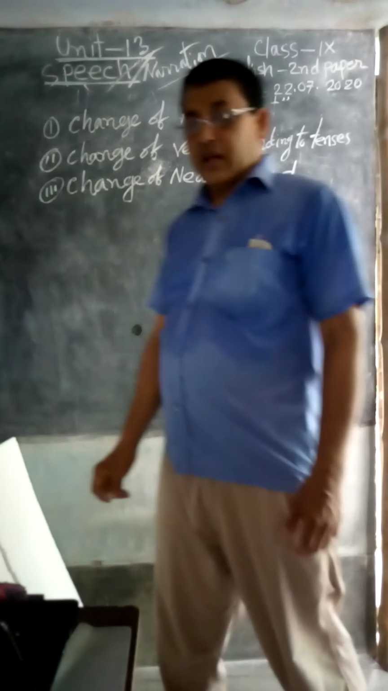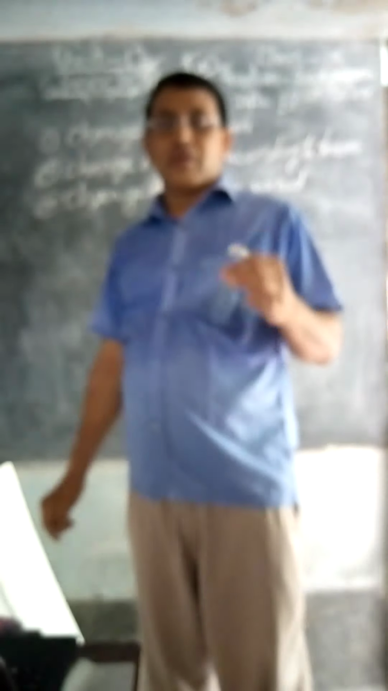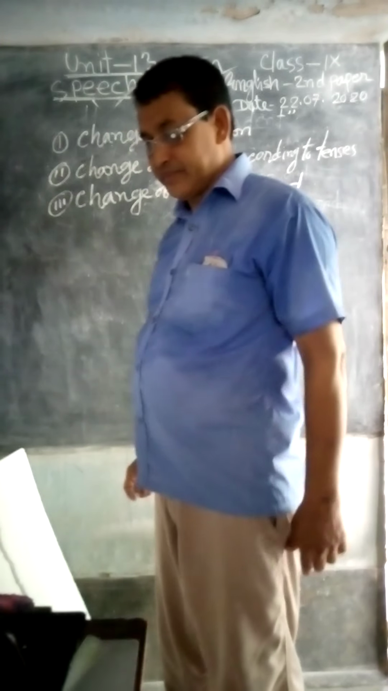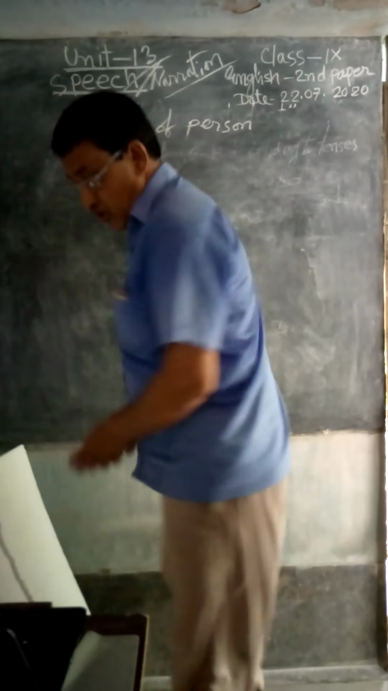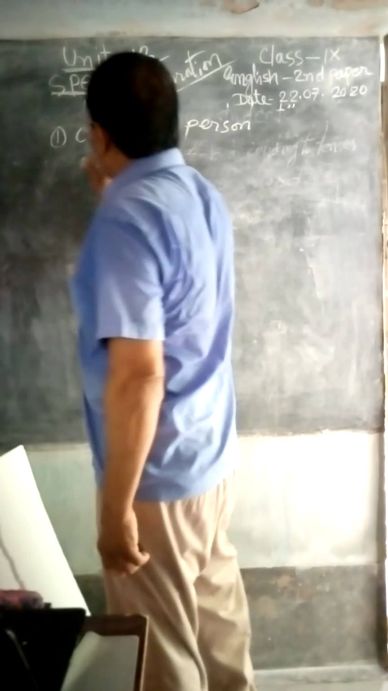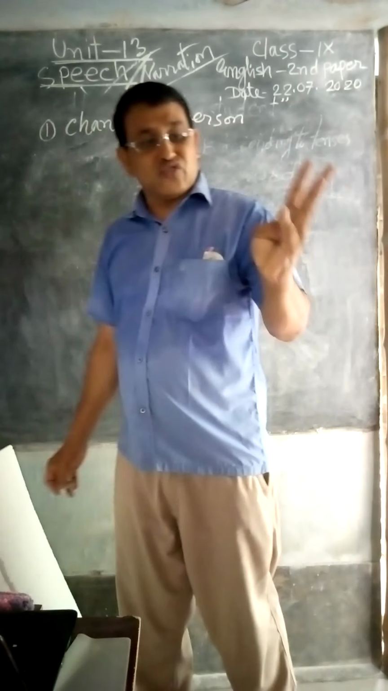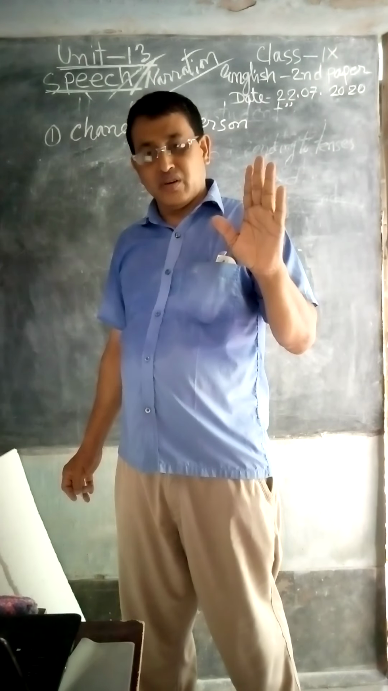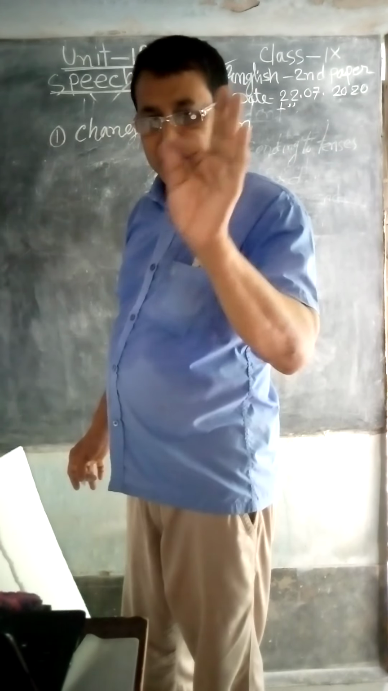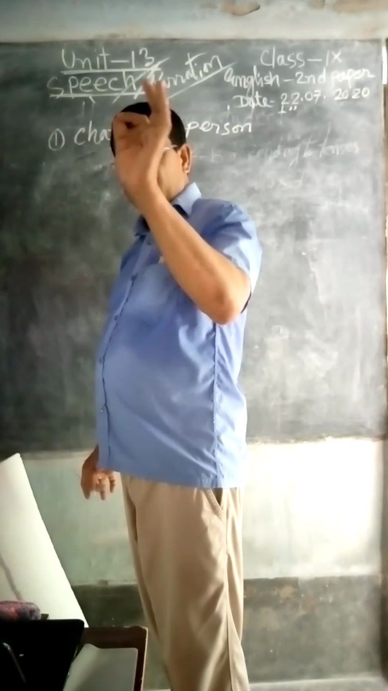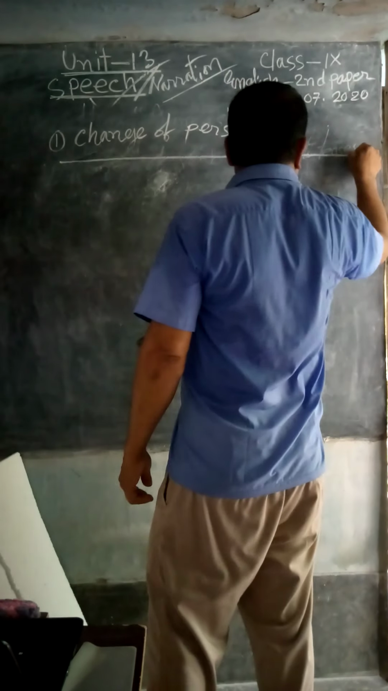So, we will learn today only change of person. How can we change the person? Person, we know that there are three kinds of person, first person, second person and third person. Three kinds of person and its number is singular and plural. You will remember first person, second person, third person and singular and plural number always. Now, person.